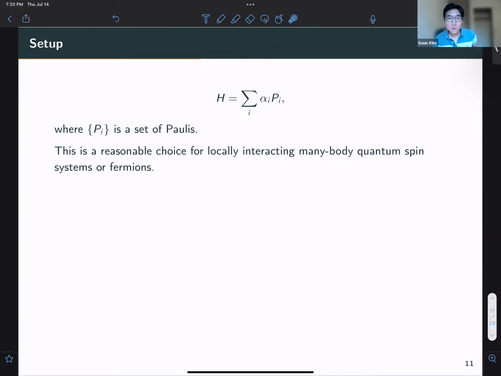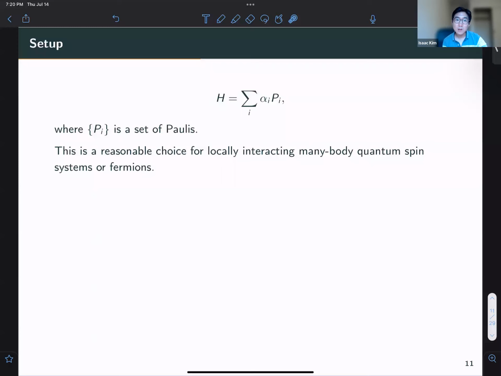And why is this a good choice? To be clear, this won't be a great choice if you want to simulate the harmonic oscillator, for example. So it's not a recipe for everything, but at least it's a good choice for locally interacting quantum spin models, which condensed matter physicists care a lot about.